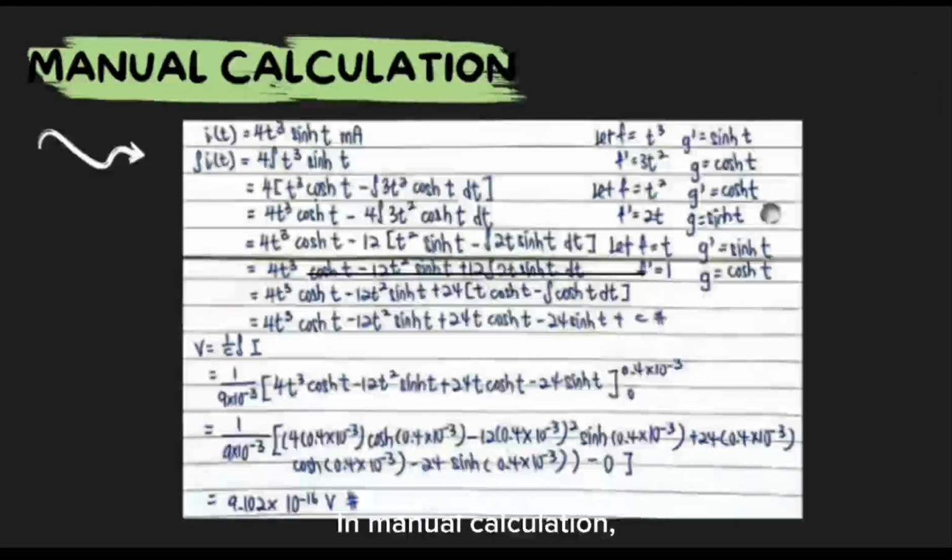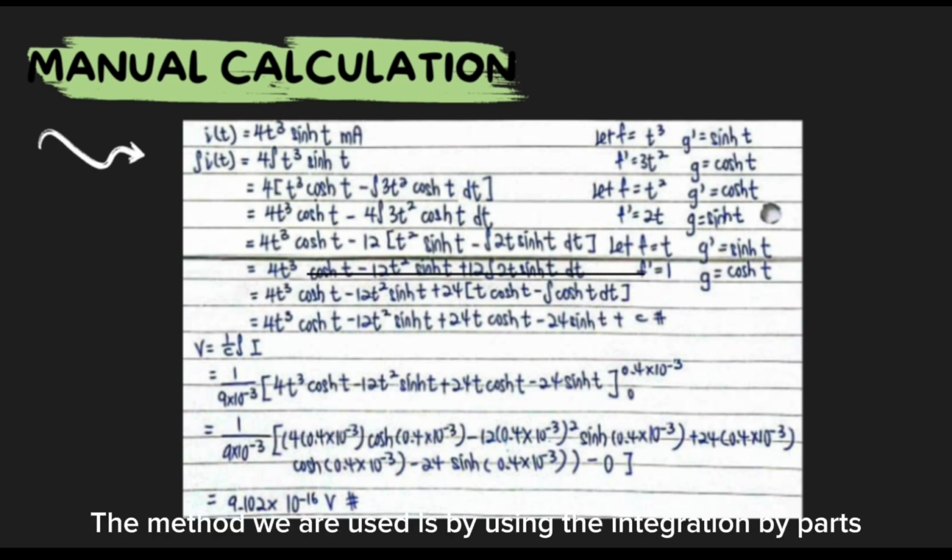In the manual calculation, we need to find the voltage value after t equals 0.4 milliseconds. As we know, the formula of voltage is equal to 1 over C times the integration of the current. The first step is we need to integrate the current, which is i(t) equals 4t to the power of 3 times hyperbolic sine t. The method we use is integration by parts. In this question, we need to do integration by parts 3 times to get the answer.